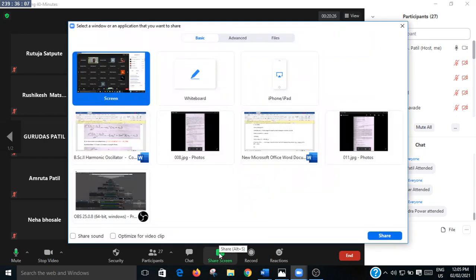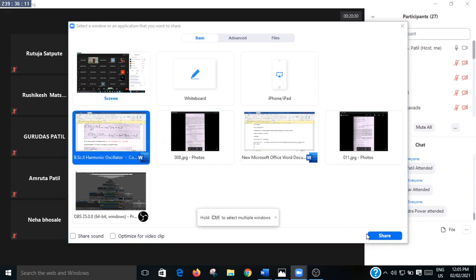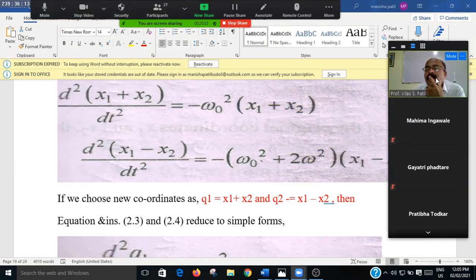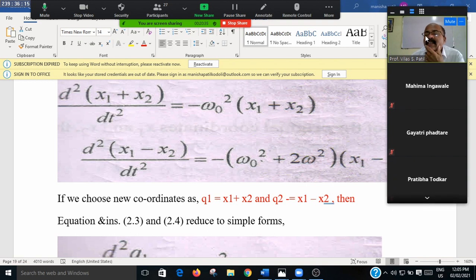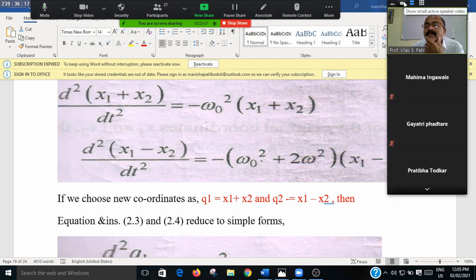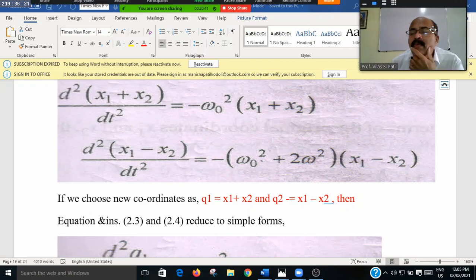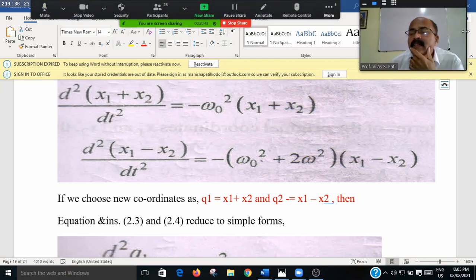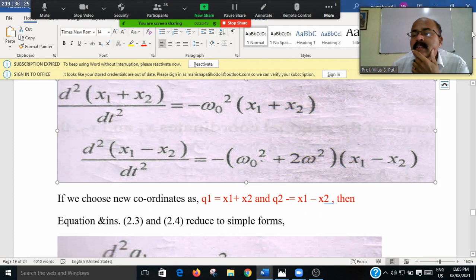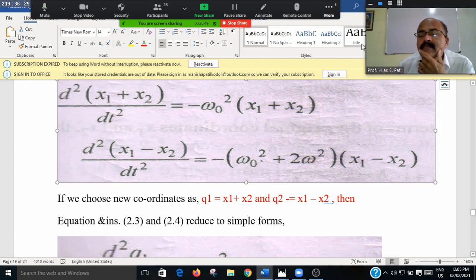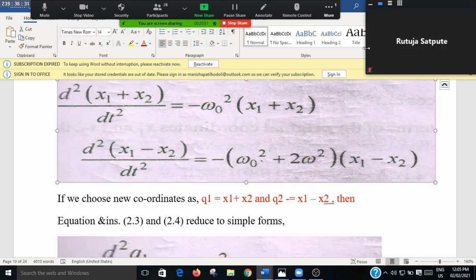I am going to share the screen. Friends, is the screen visible? Please give me a response. The screen is visible. Yes, sir. Okay, Rutuja, thank you.